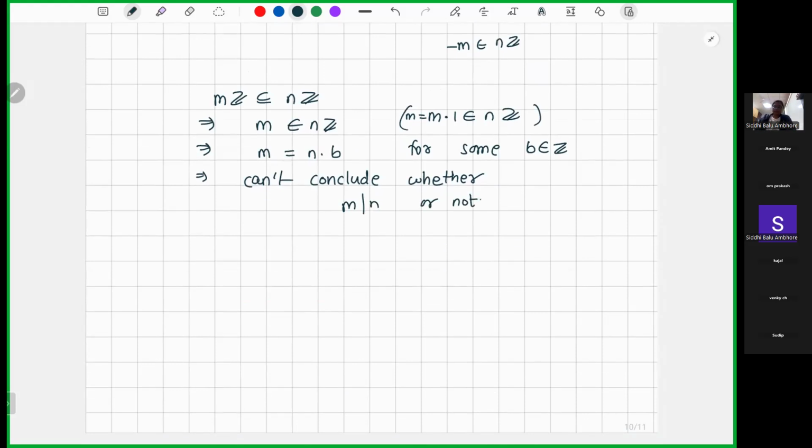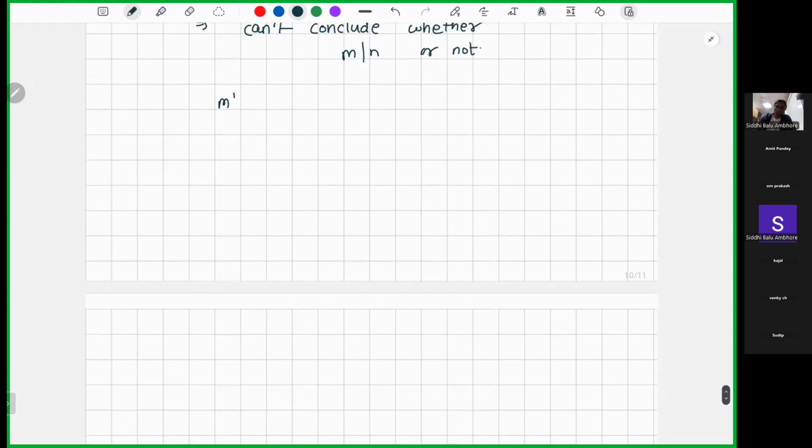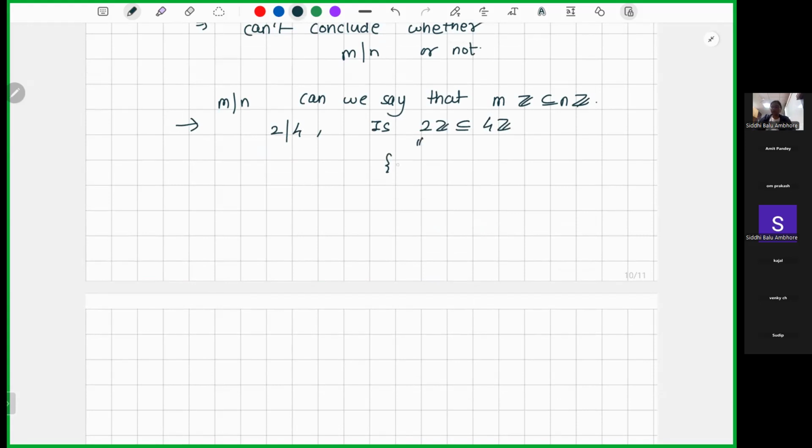Okay, and just because I have M dividing N, can we say that MZ is contained in NZ? Can you give me some example of M dividing N? So for example, 2 divides 4, right? But is 2Z contained in 4Z? Here the elements are of the form 2 times A such that A belongs to Z.